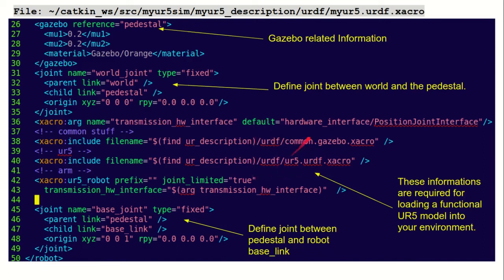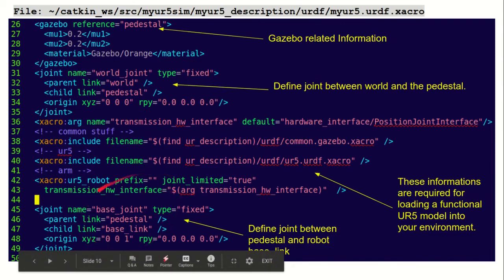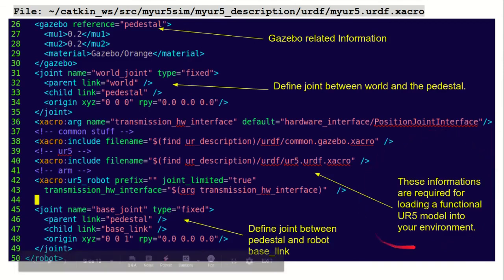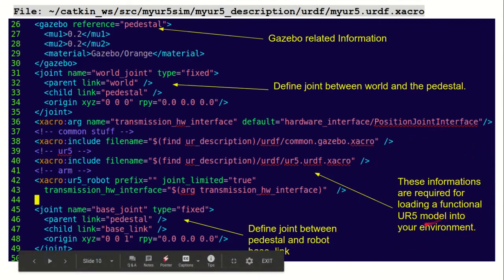We just include it here, and then we create another joint between the pedestal and the base link of the robot manipulator. Okay, this information is required for loading the functional UR5 model into your environment. So yeah.